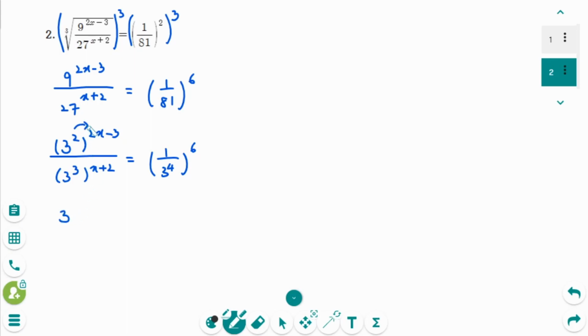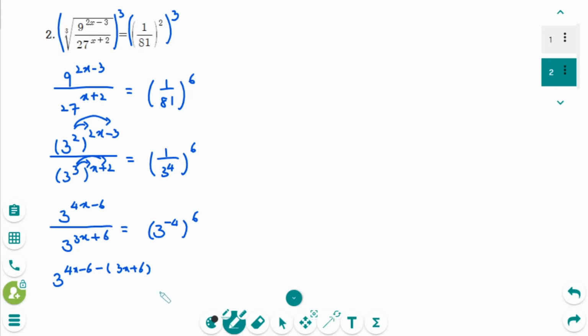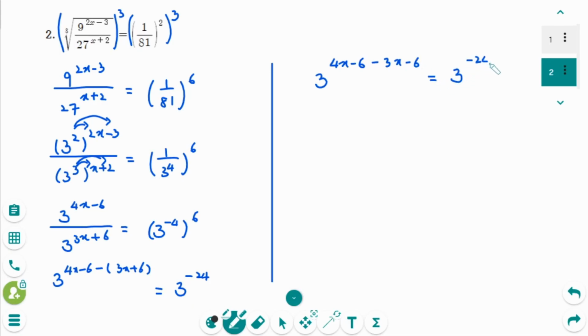3 to the power of 4x minus 6 over 3 to the power of 3x plus 6 equals 3 to the power of minus 4 to the power of 6. 3 to the power of 4x minus 6 minus 3x plus 6 equals 3 to the power of minus 24. 3 to the power of 4x minus 6 minus 3x minus 6 equals 3 to the power of minus 24.